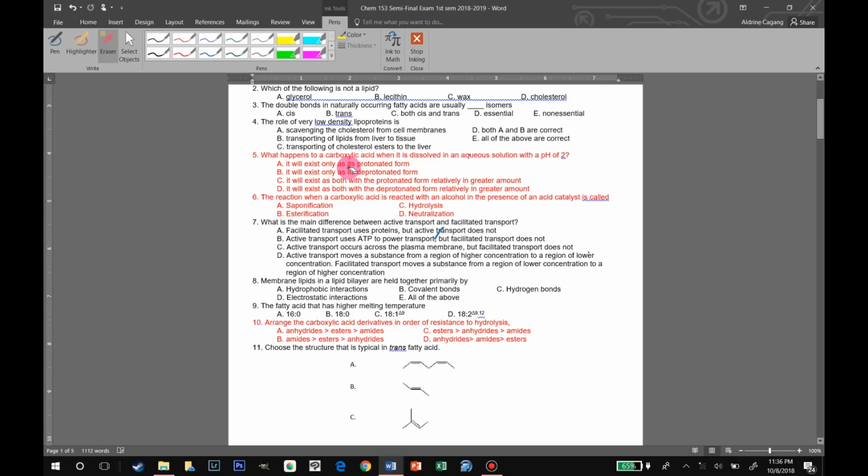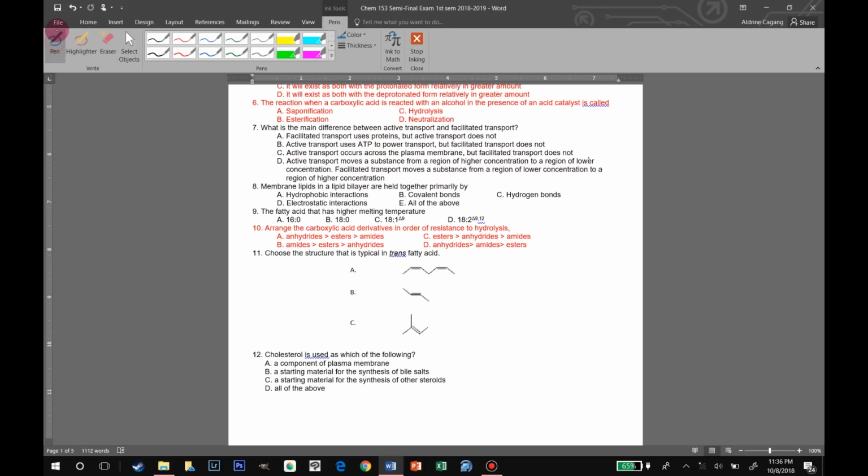Okay, next. Number 10. Arrange the carboxylic acid derivatives in order of resistance to hydrolysis. So you have 3 carboxylic acid derivatives that have been introduced to you, namely the anhydrides, the esters, and then the amides. So between the 3, you have the amides as the most resistant to hydrolysis, being the most stable bond out of the 3.